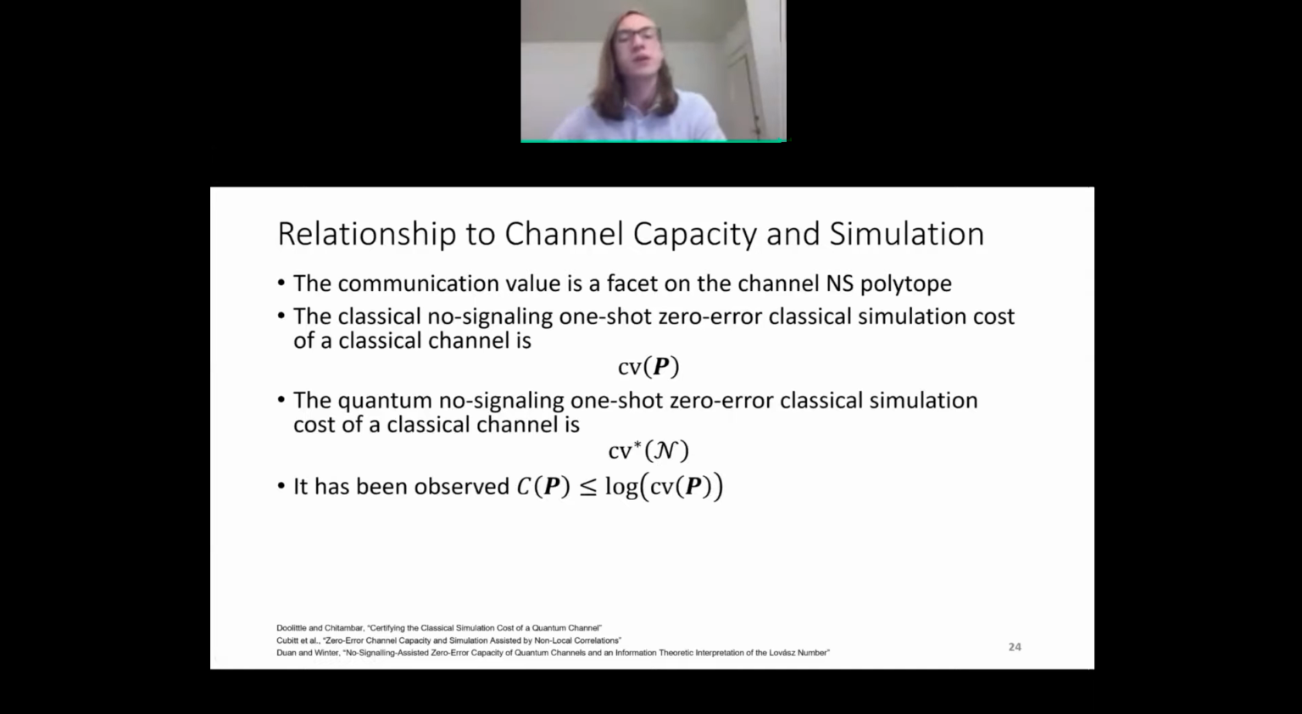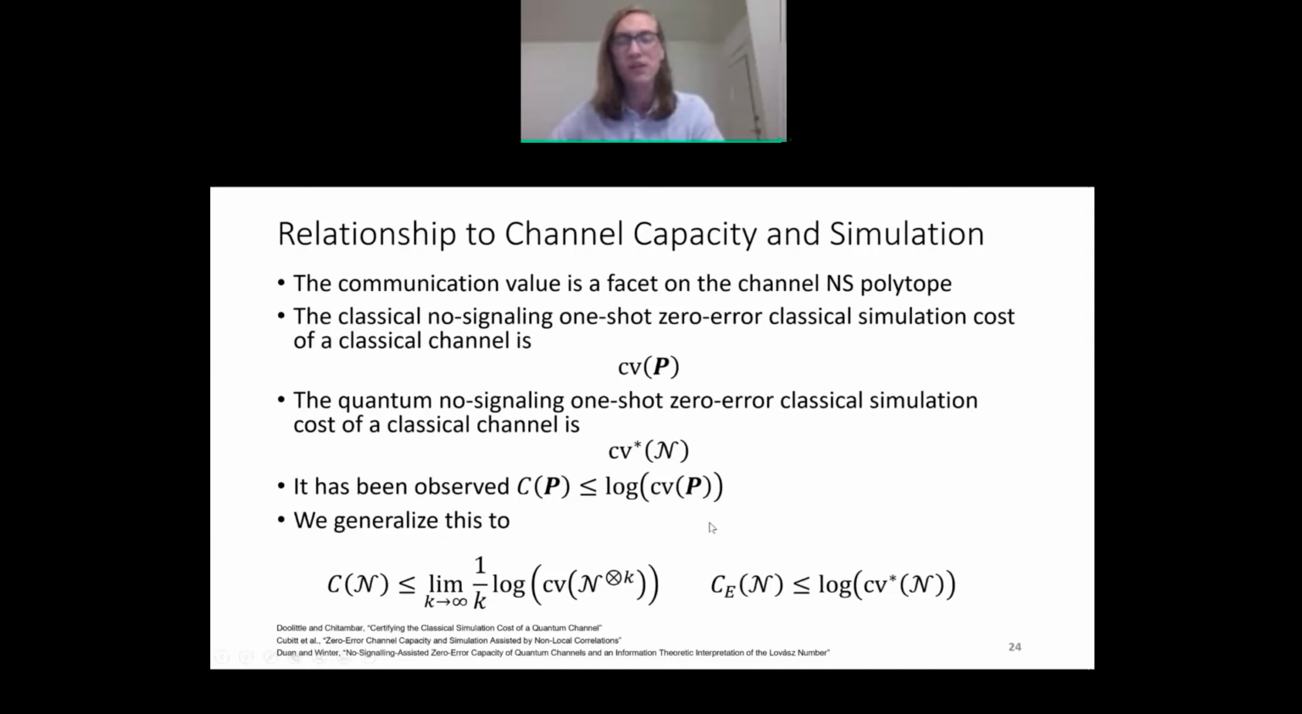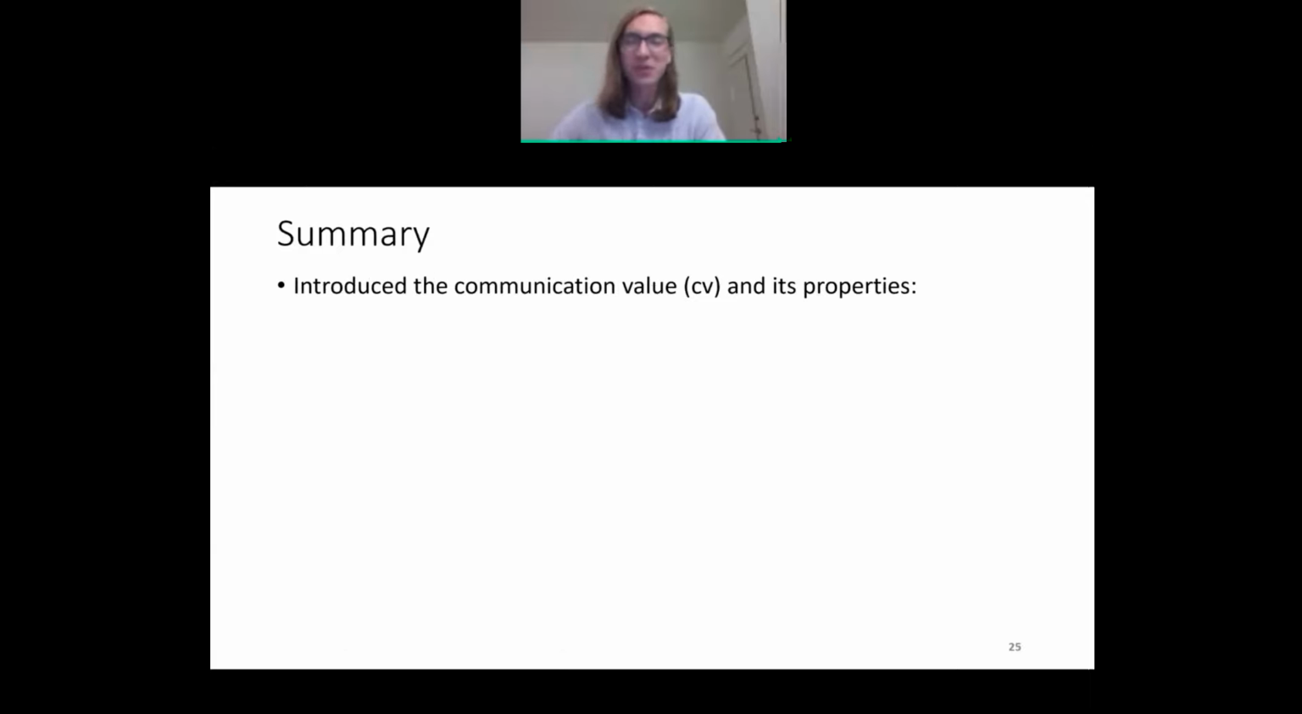And then previously it had been observed by Cubbett et al. that the capacity could be bounded by the logarithm of the communication value for a classical channel. And so we can actually generalize this, using our interpretation of the relationship between communication value and Max-Levo information, to get it for the classical capacity of a quantum channel and also for the entanglement-assisted classical capacity.